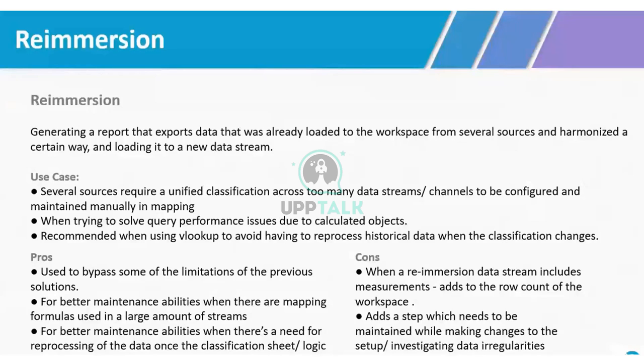There are 2 types in which we can do all the re-emergence. But let's see what happens. What and why is re-emergence used? Re-emergence is used when several sources require a unified classification across too many data streams and channels, which would otherwise have to be configured and maintained manually in mapping.